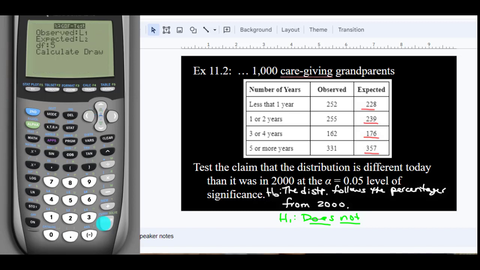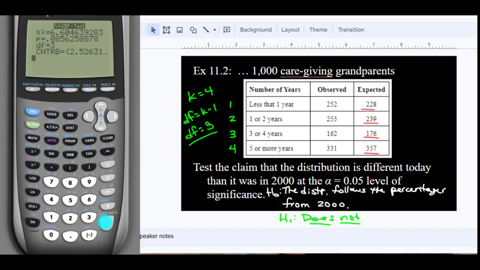And notice the observed on mine here already has L1, and that's what we want it to be. If it doesn't say L1, you're just going to push second 1, and that will change it to L1. Second 2 would be L2. Now notice the degrees of freedom, it has 5. I don't know if that's one I used previously or just a default value, but we do not want it to say 5. We want to count our number of categories here. We had 1, 2, 3, 4 categories. So K is 4. And the degrees of freedom is always going to be K minus 1. So in our case, the degrees of freedom is going to be 3. We have to make sure we choose the correct number, because if we don't, we're not going to get the correct answer here.